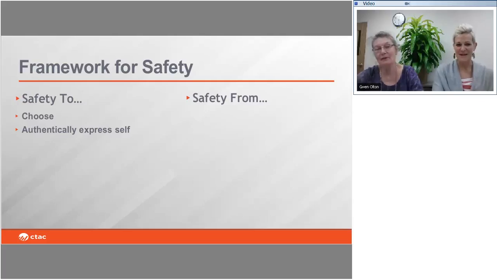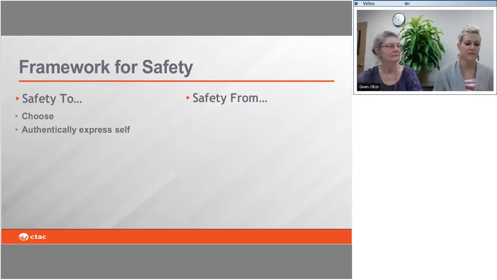Okay, so we also have safety to authentically express ourselves. So this is sort of a big umbrella that can account for lots of things. Do I feel safe to speak my primary language when I'm receiving services? Am I safe to practice my cultural or religious background practices? So those are some of the things.